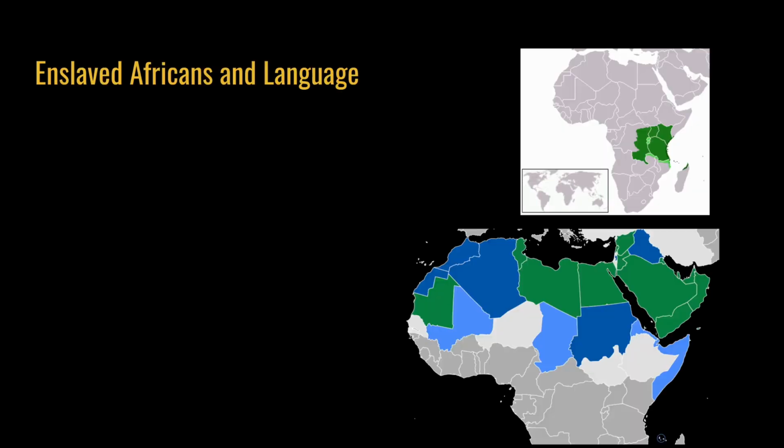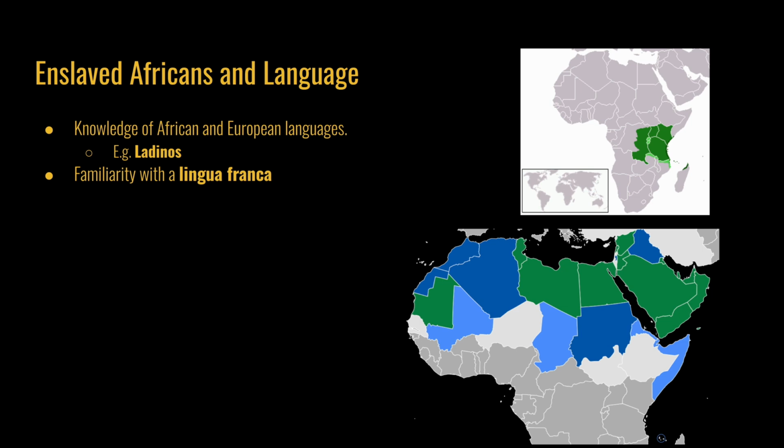When African Americans arrived in North America, they had knowledge of African and European languages. Ladinos, for example, had spent time in the Iberian Peninsula and were sometimes fluent in Spanish and Portuguese before arriving in North America. Africans were also familiar with forming a lingua franca, or a language that's used to communicate with people from distant places, often for business.